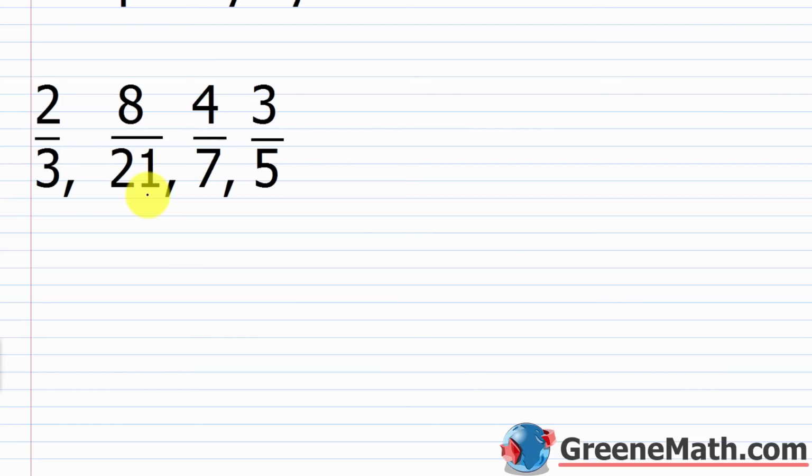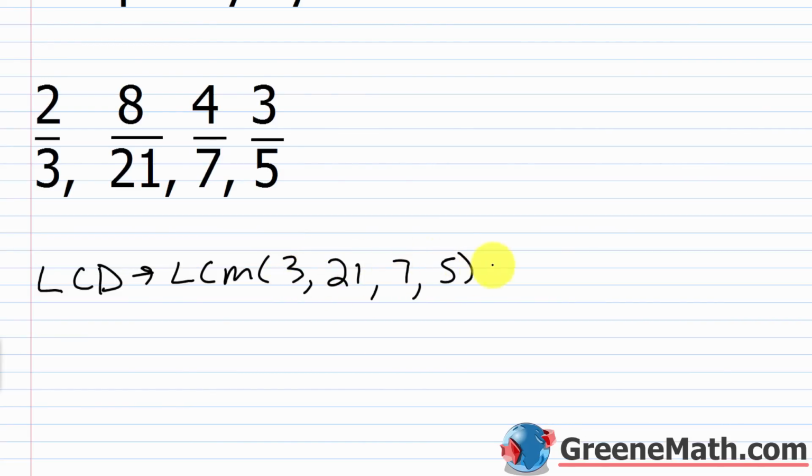Let's go ahead and just get the LCD. So we have the denominators of 3, 21, 7, and 5. So the LCD, remember, is the least common multiple of the denominators. So for 3, 21, 7, and 5. So 3 doesn't factor, so we'll just put it in there. 21 is 7 times 3. I already have a 3, so I just put times 7. 7 is already in there, it doesn't factor. And then I'll just throw in a 5. So 3 times 7 is 21. 21 times 5 is 105.